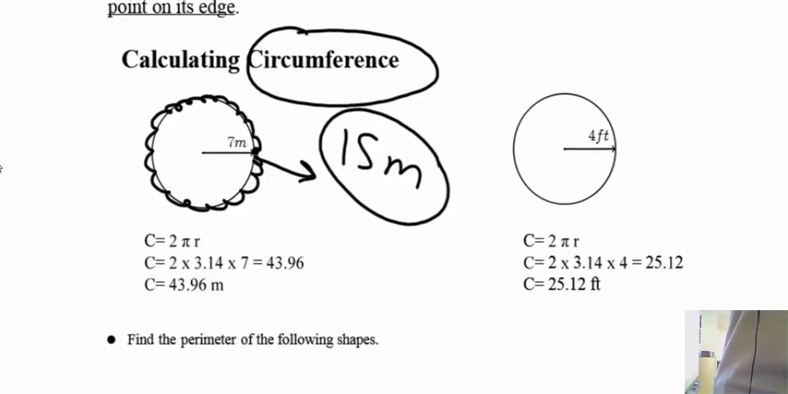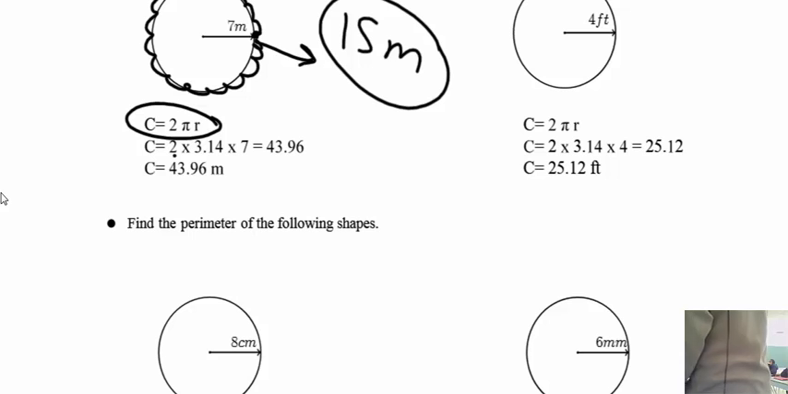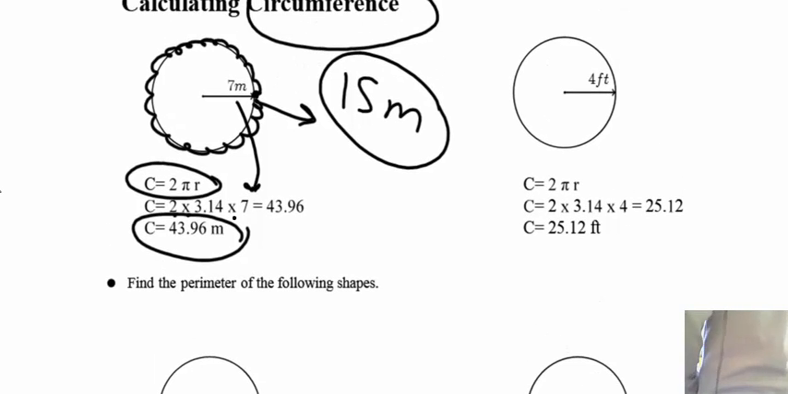And how we calculate the circumference is that you need to know this formula, 2 pi r. Here is an example. 2 stays as 2, times pi is the same, 3.14, times r, the radius, which is in this case 7. So you multiply all of them, you will get 43.96.